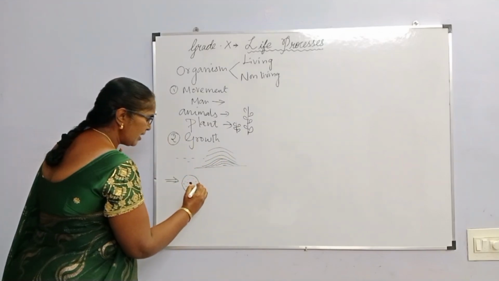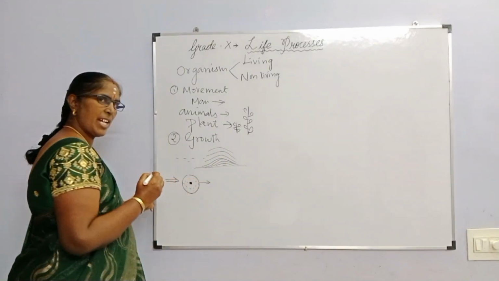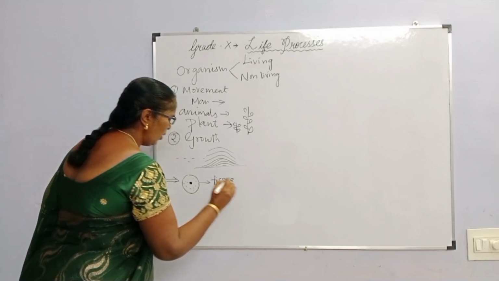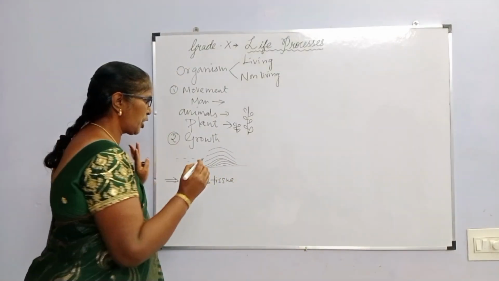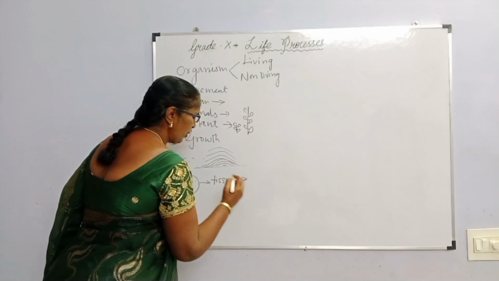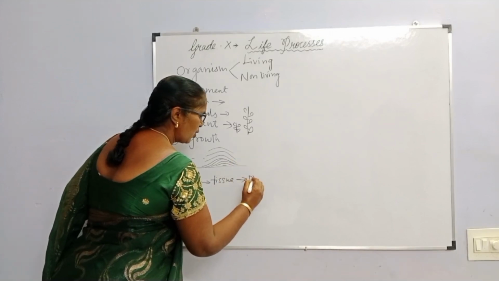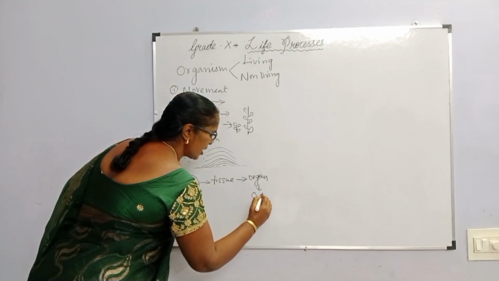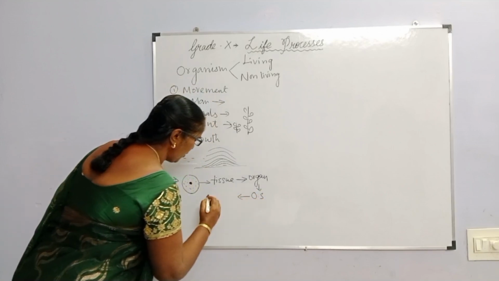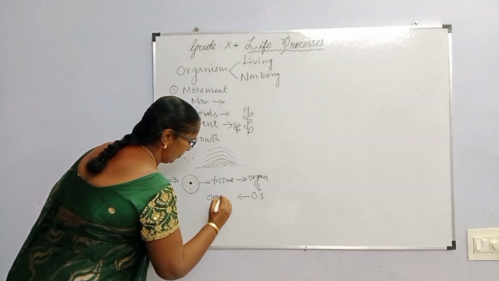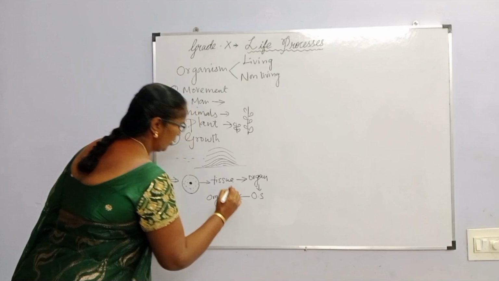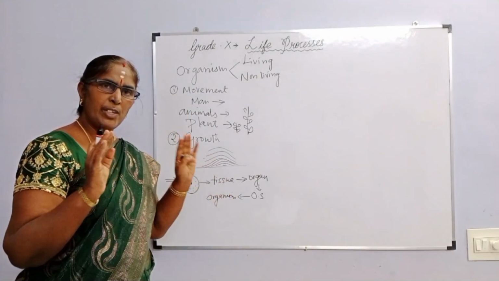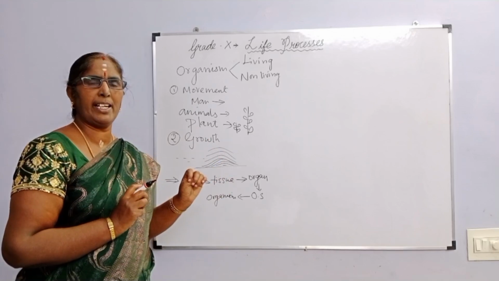We all studied that cells come together to form tissue. So if the cells are moving, then the tissue will move. Tissues combine together to form organs, organs combine together to form an organ system, and organ systems form an organism. So from this we can understand that a living organism is made up of cells.